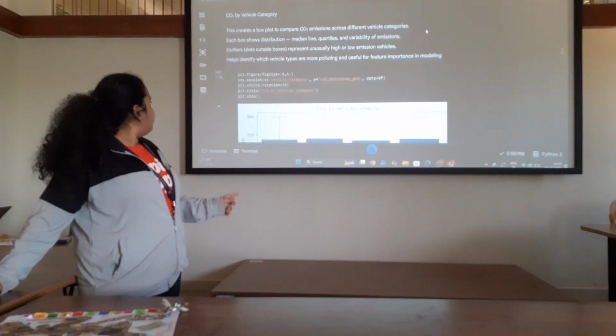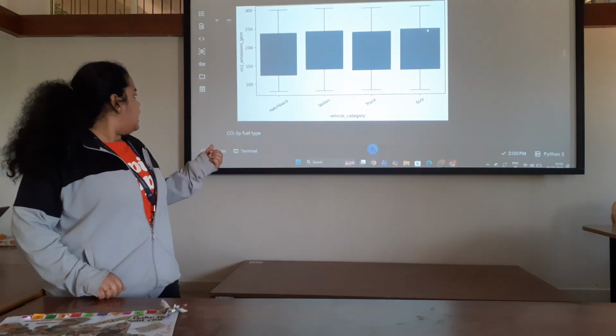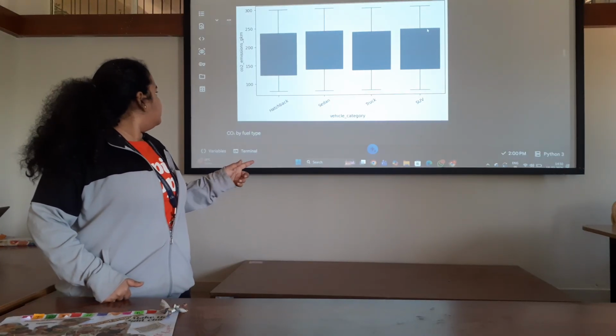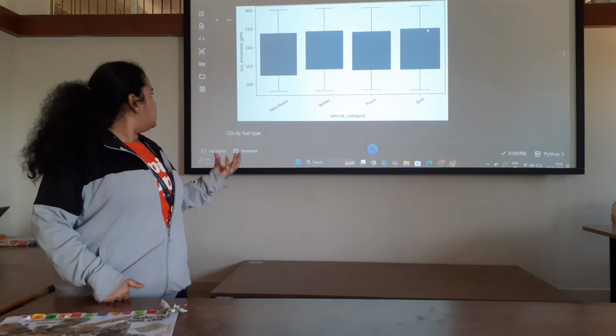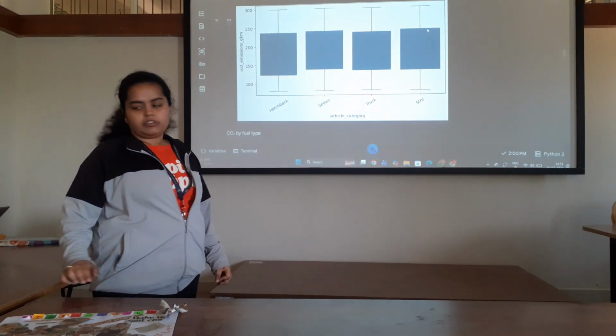It is CO2 by vehicle category. We have 4 types of vehicle: hatchback, sedan, truck, and SUV. So we can see how much CO2 each one releases by plotting the graph.